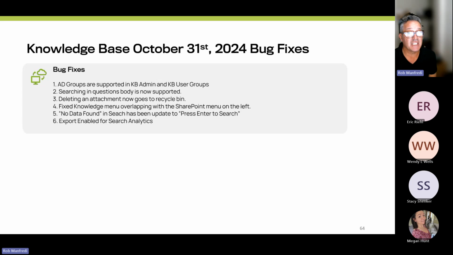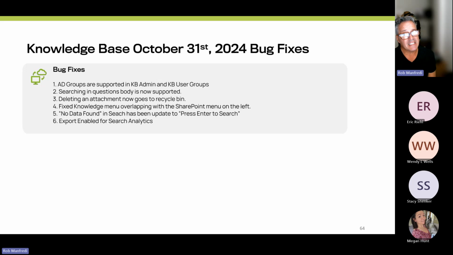We've added searching in the questions body. So we have a Q&A section within it that you can turn on or off. If you do turn it on and people ask questions and there are answers and answers that are verified, users can now search the body for those questions.